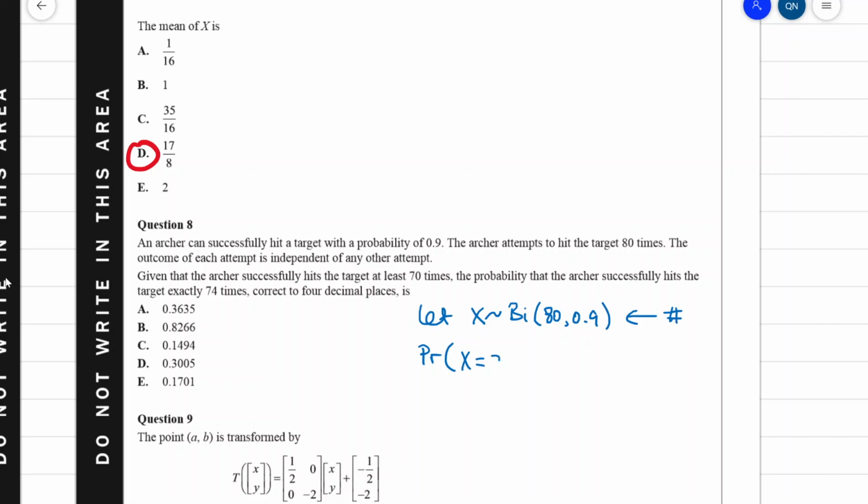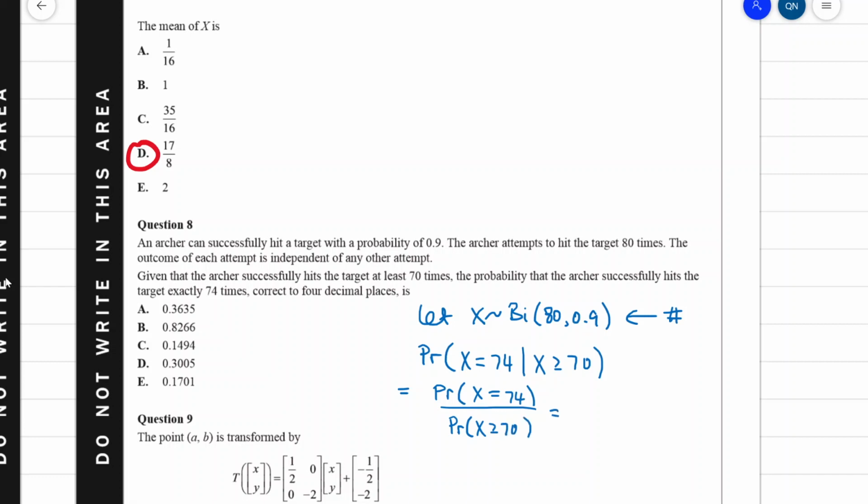So X = 74, given that X is at least 70, so this is greater than or equal to 70. Okay, but you just use the conditional probability formula. First of all, we have the probability of X = 74 and X greater than or equal to 70. But if you take the intersection of those two events, that's just simply X = 74. Then you divide by the event we're conditioning on. So that's X greater than or equal to 70.